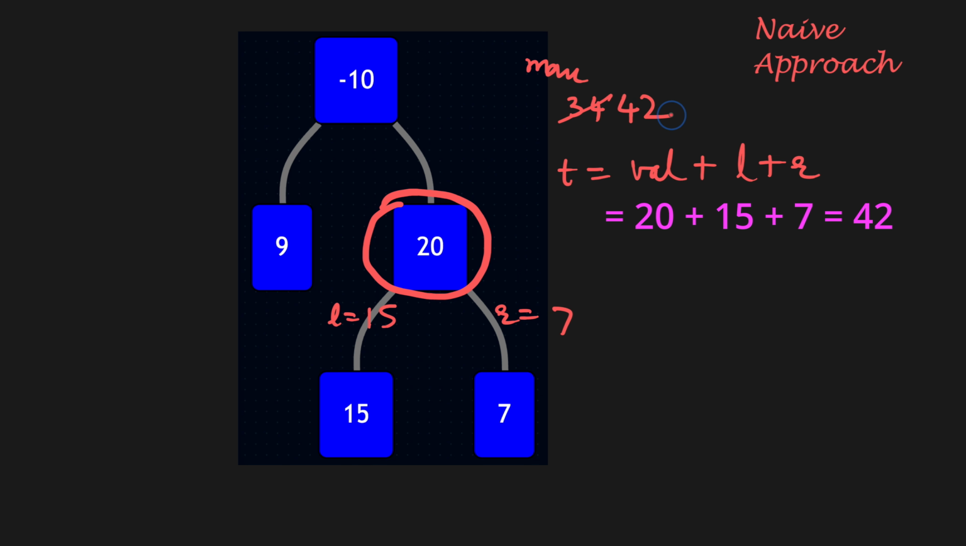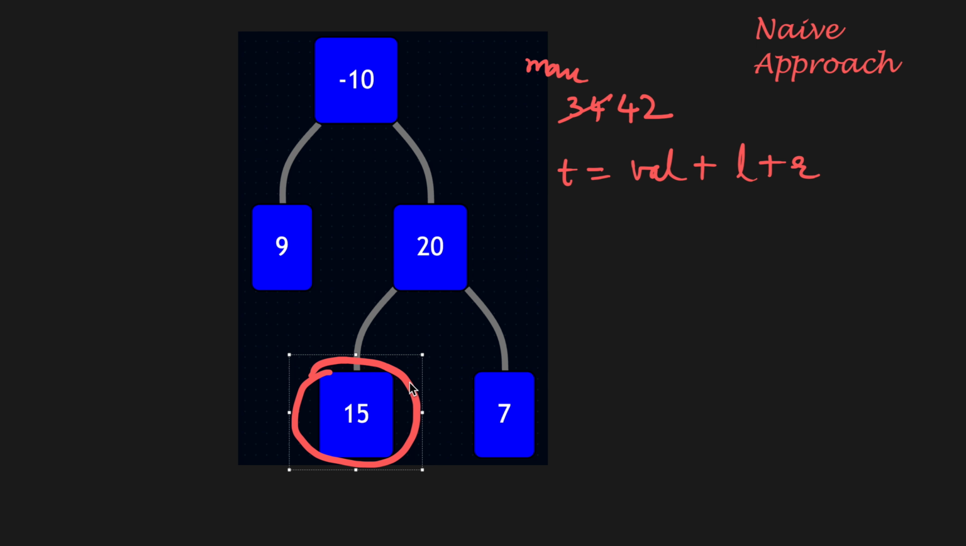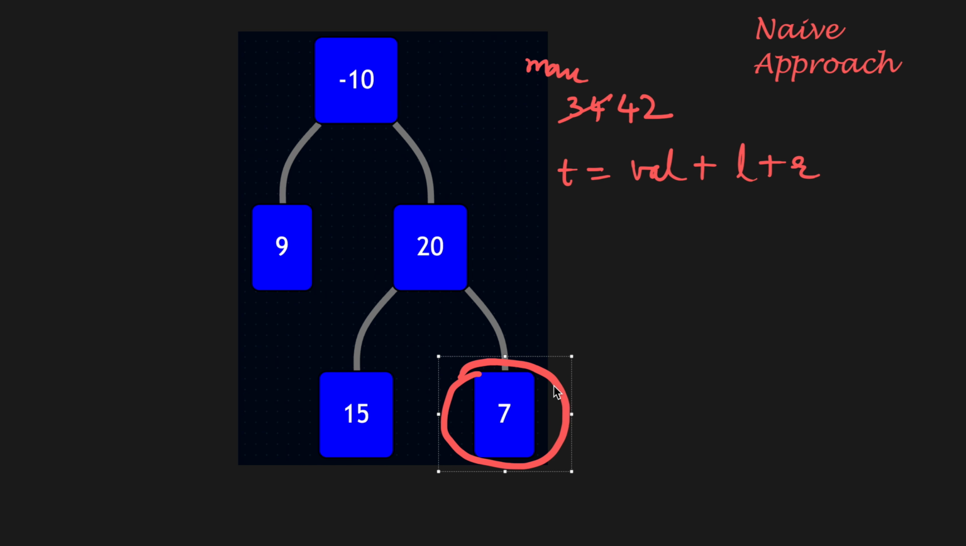So the total path sum centered at 20 will be 42, which is more than 34. So we will set our maximum to now 42 and move to peak node 15, where left and right sum are 0. So the path sum will be 15, which is not greater than 42. So the global maximum remains 42. And finally, we move to node 7 as a peak, where again the left and right sum is 0 and the path sum will be 7, which is again not greater than 42. In the end, the global maximum remains 42, which we return as the answer.